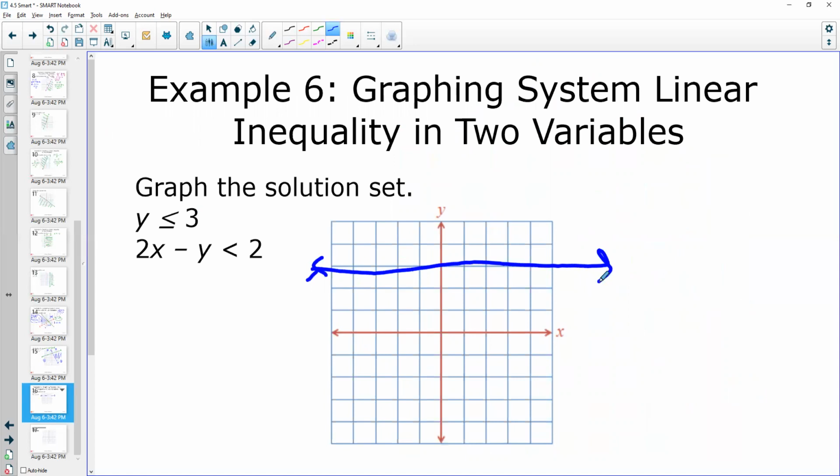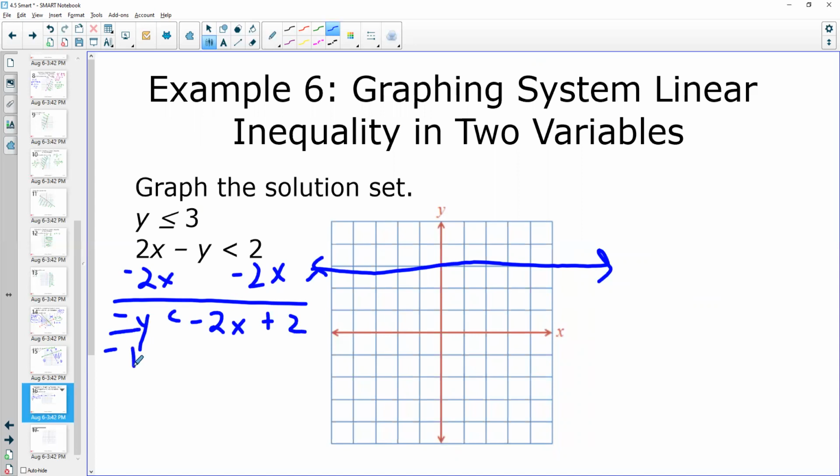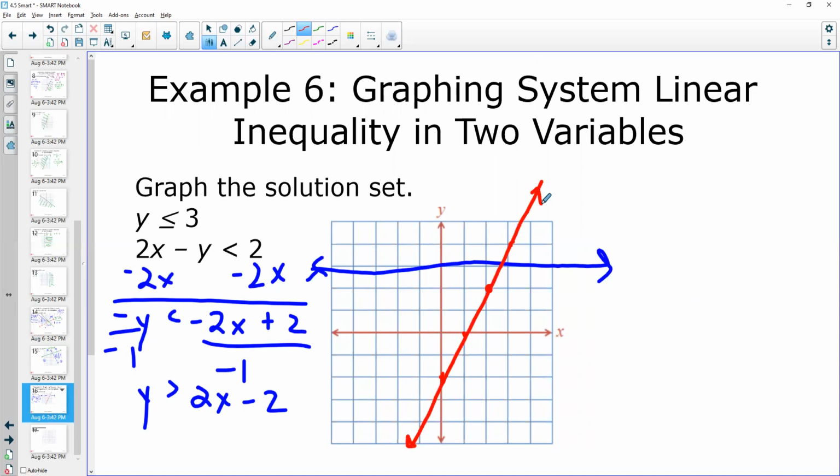Okay, and then this one is move the 2x, minus 2x. So I get negative y less than negative 2x plus 2. Divide by negative 1. Make sure you flip the sign. Y is greater than 2x minus 2. Okay, so then you graph the second line. We'll do that one in red. Starts at negative 2, up 2 over 1, up 2 over 1, up 2 over 1. You want the lines to cross. And then you're going to test your sections. That red line should be dashed. We will make that so.